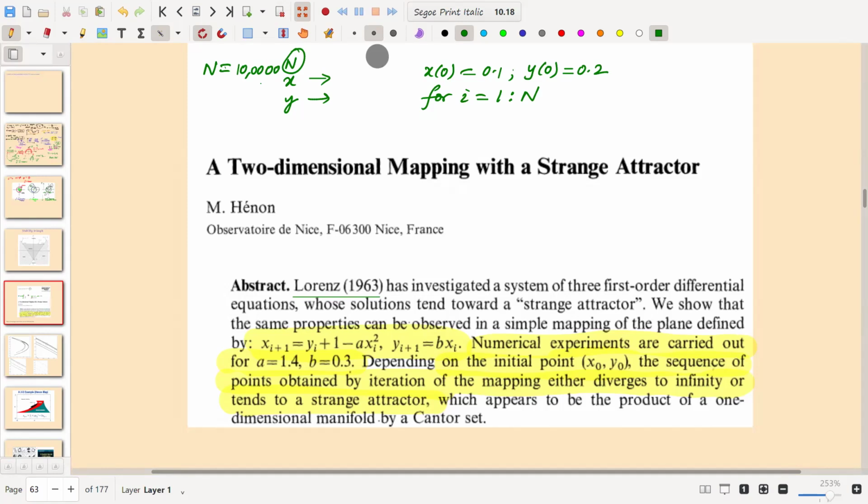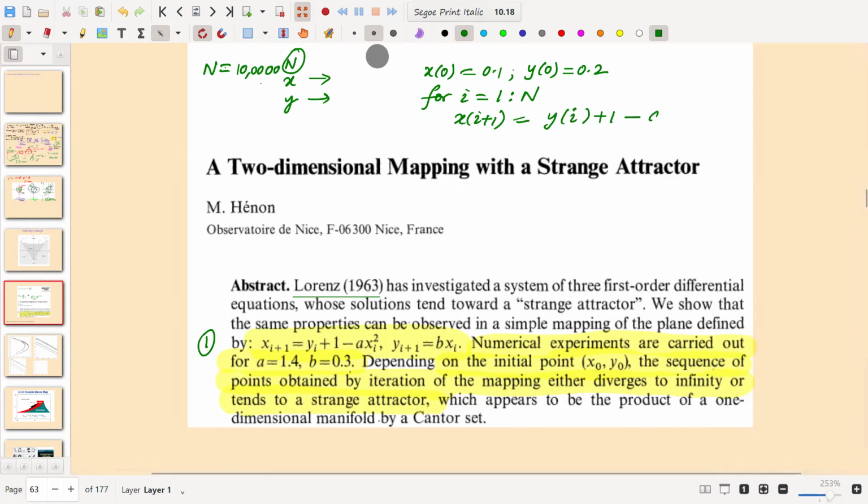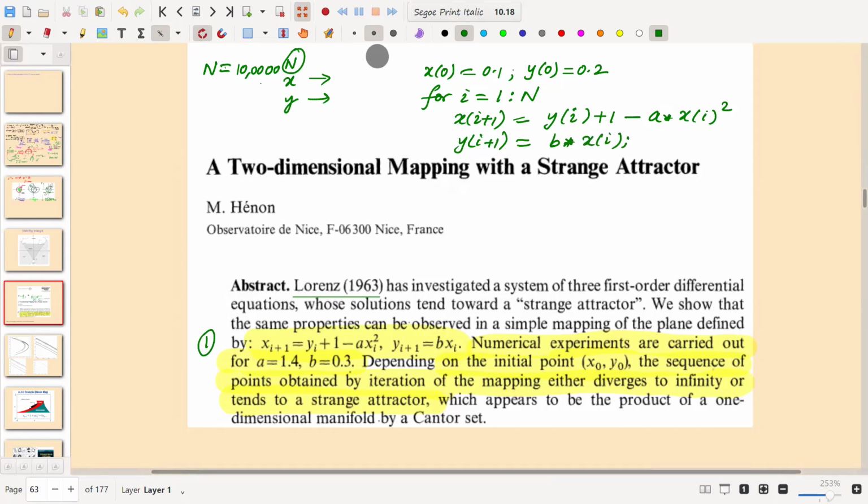What you do is x of i plus 1, that is the x future variable, because you know x0 and y0 and need to find x1, y1. So x of i plus 1 is the Henon system over here, equation 1: y of i plus 1 minus a times x of i squared. And y of i plus 1 is equal to b times x of i. Okay, so this is the idea, and you end the loop.